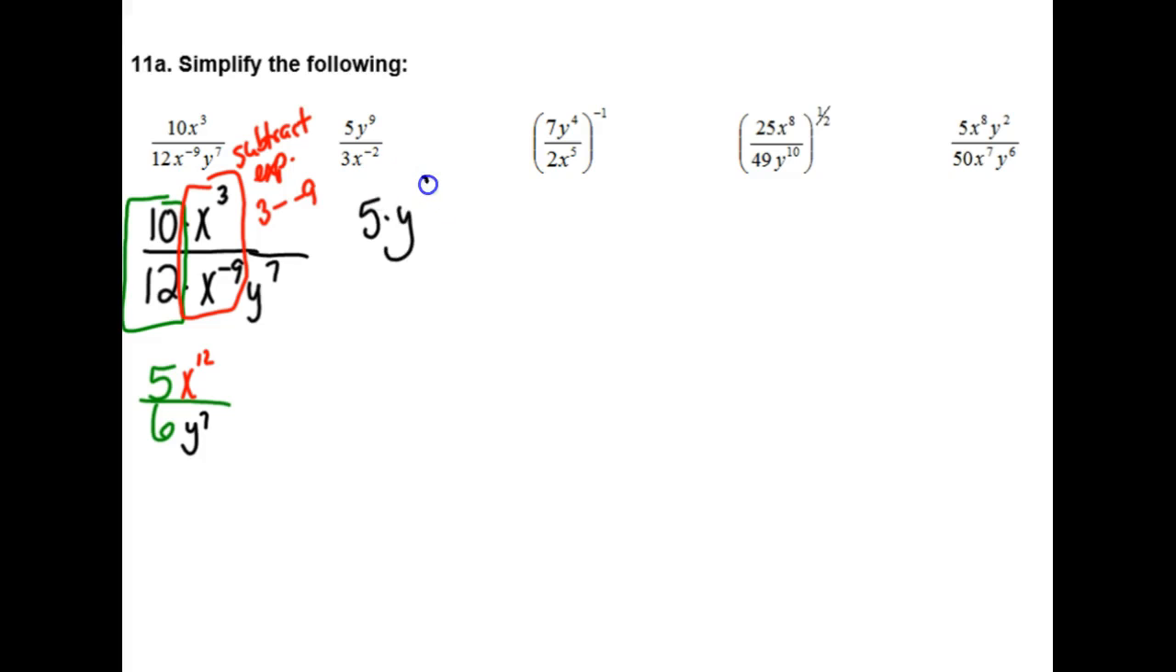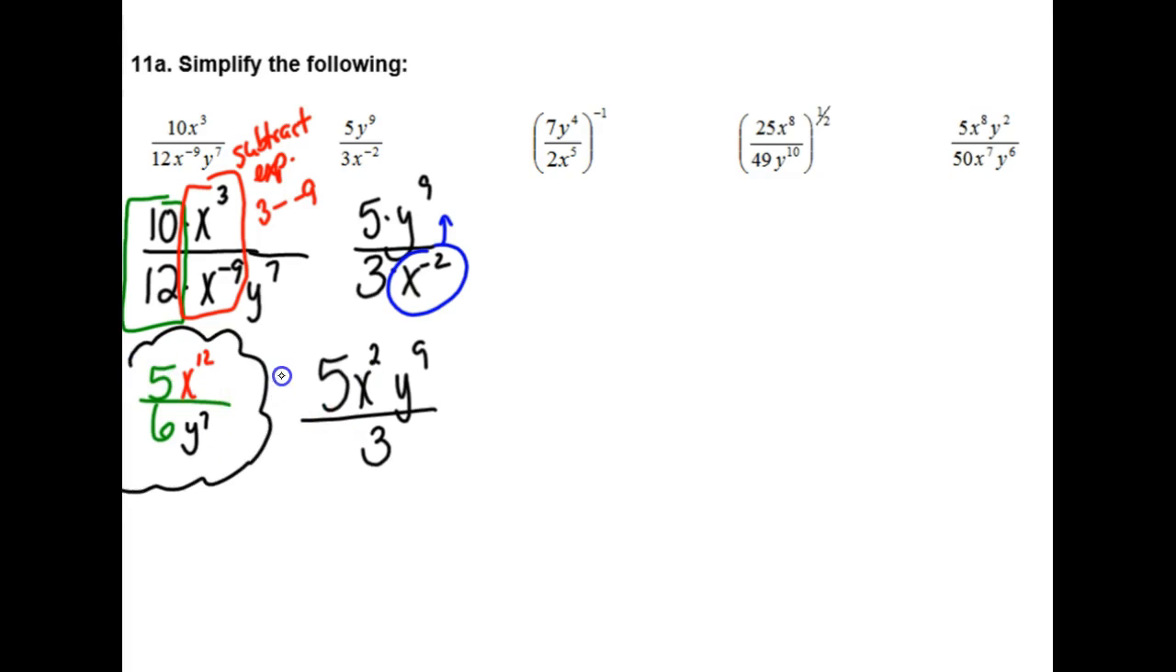5 times y to the 9th over 3 times x to the negative 2. All right, so this next one, we're in the middle of the question, aren't we? We're not quite done. The x and y can't combine. However, anything with a negative exponent needs to move to the other side of the fraction bar. So this becomes still 5. Now it's x to the positive 2 power, still y to the 9th, and then you still have an over 3. I should be boxing in these answers or something. This is a mess. All right, so next one.